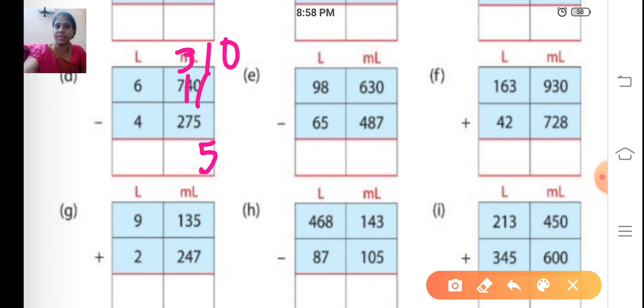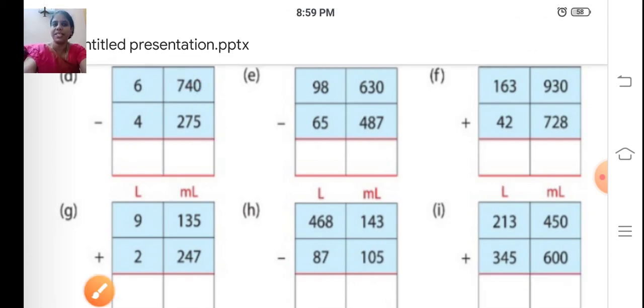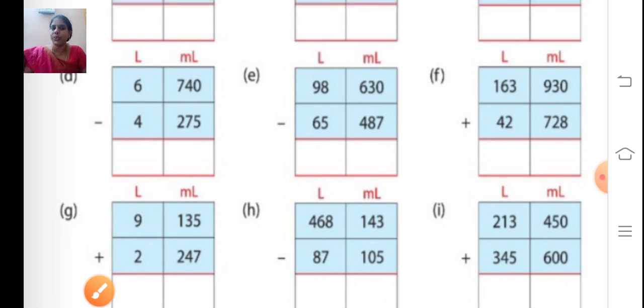Next one, 3 minus 7, not possible. So again borrow. So 7 will become 6 and this will become 13. 13 minus 7. After 7: 8, 9, 10, 11, 12, 13. 6. So 6 minus 2 is 4. Then 6 minus 4, move on to liters, 2. The answer is 2 liter 465 milliliters. Clear now?